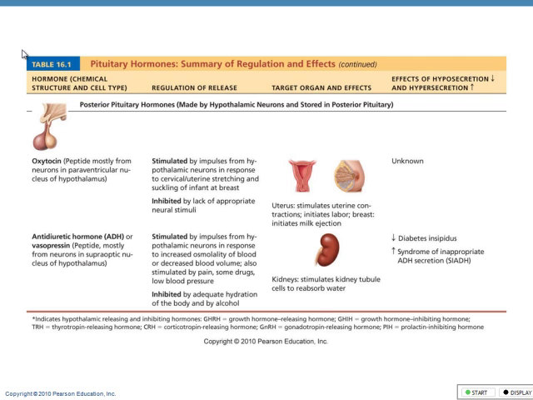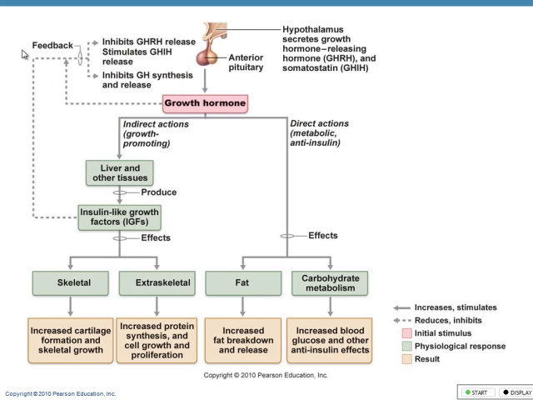Oxytocin, antidiuretic hormone, who makes that? The hypothalamus. Where is it stored? Posterior pituitary gland. So this is one of those little charts that shows us some of the effects of hormones. So anterior, posterior pituitary gland, we see it up there. Growth hormones released by the anterior pituitary gland. It affects liver, other tissues, causes insulin-like growth factors to be released.